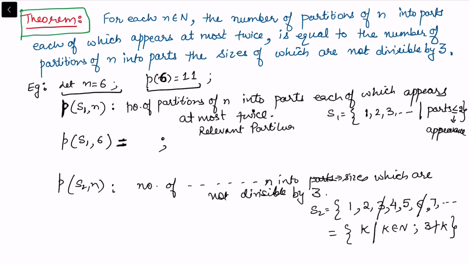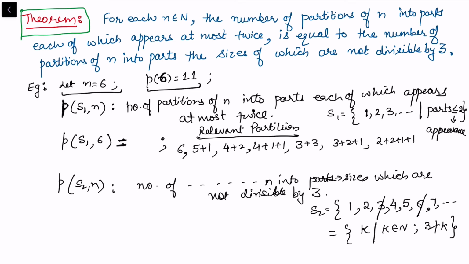So if I look at the partitions of 6, we know that 5 plus 1 is a partition in which each part appears at most twice. You can also have 6, the first partition. We can have 4 plus 2, 4 plus 1 plus 1, 3 plus 3, 3 plus 2 plus 1, and 2 plus 2 plus 1 plus 1. Now these are the partitions in which every part appears at most twice.